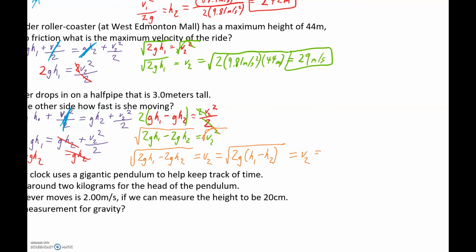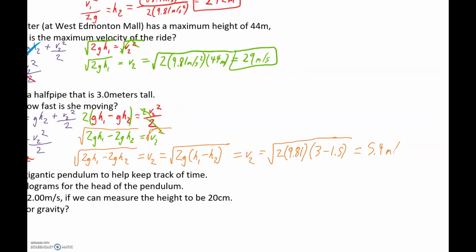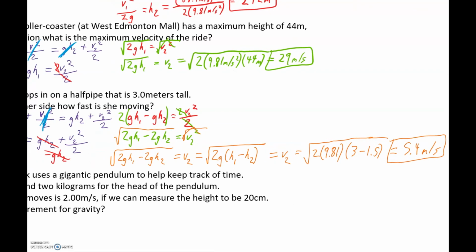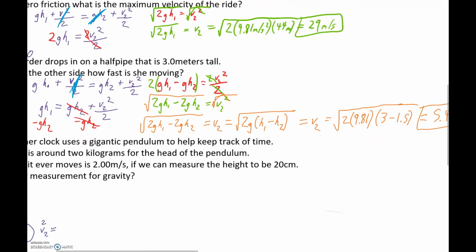So now you just need to plug it in your calculator. So 2 times 9.81, h1 is 3, let's just leave it as 3, and then h2 is 1.5. And so this whole thing is going to equal 5.4 meters per second. We're rounding it there because of the 2 significant digits there. Okay, so 5.4 meters per second.